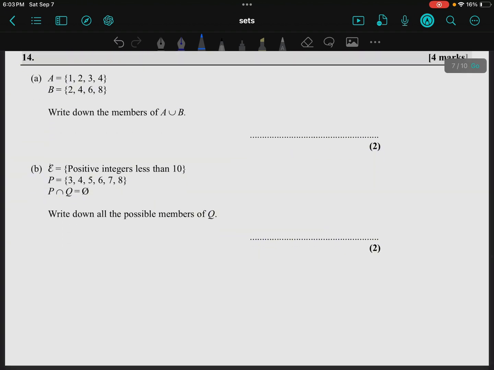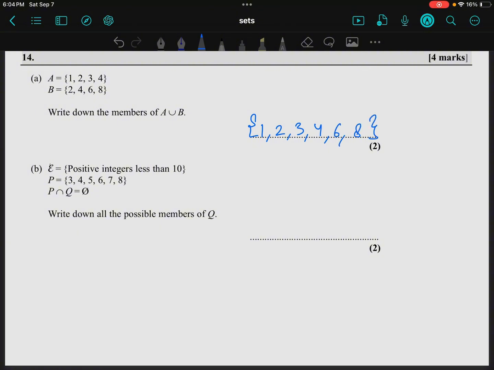Question number 14. Set A is given, set B is given. Write down the members of A union B. Union means all elements. That means 1, 2, 3, 4. Set A. And repetition is not done. So 2 is not repeating. 4 is not repeating. Then 6 and 8.